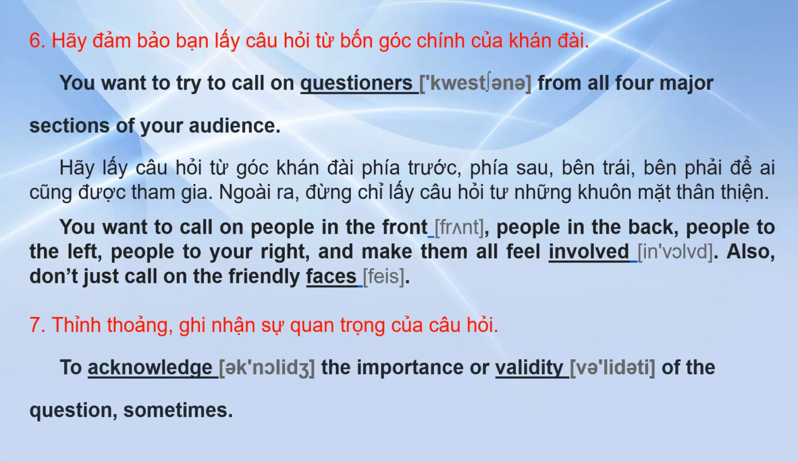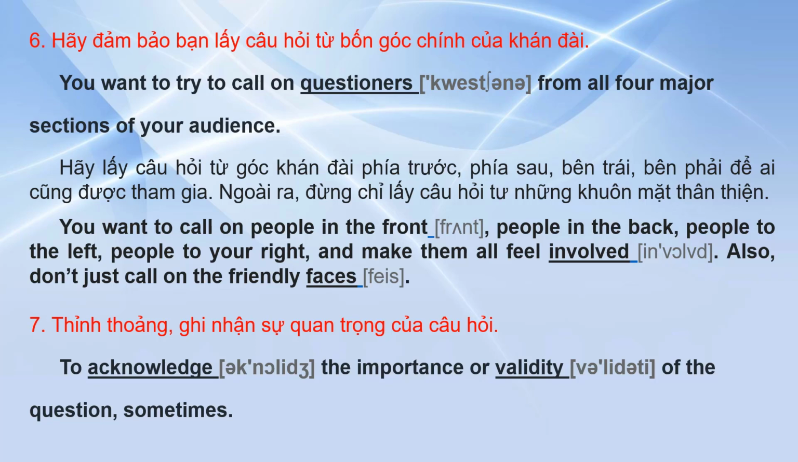Key number 6 is you want to try to call on questioners from all 4 major sections of your audience. You want to call on people in the front, people in the back, people to the left, people to your right, and make them all feel involved. And also, don't just call on the friendly faces.